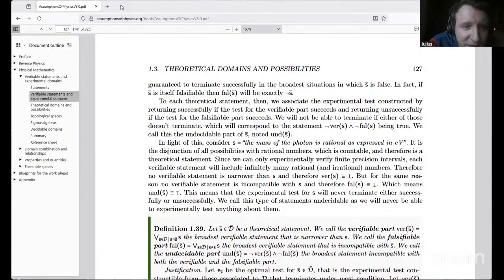Okay. To each theoretical statement, then, we associate the experimental test constructed by returning successfully if the test for the verifiable part succeeds, and returning unsuccessfully if the test for the falsifiable part succeeds. We will not be able to terminate if either of those does not terminate, which will correspond to the statement negation of ver of S bar and negation of fal of S bar being true. We call this the undecidable part of S bar, noted und of S bar.